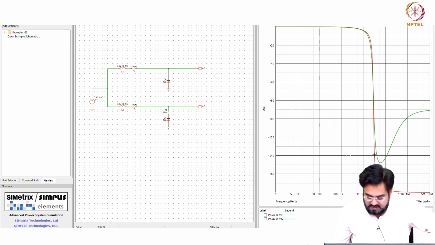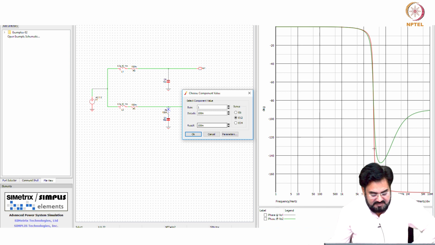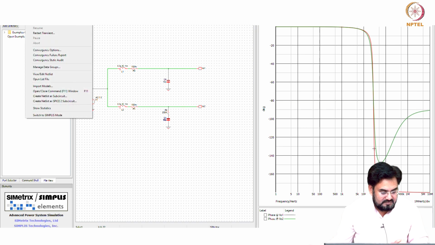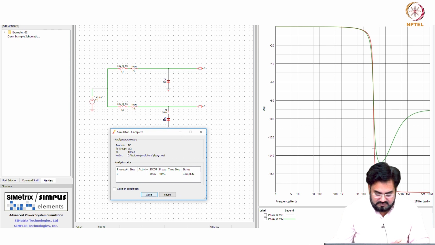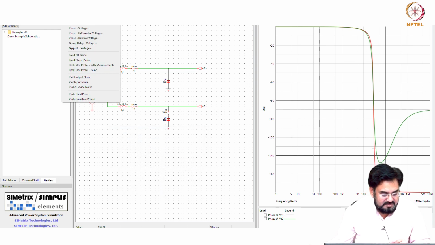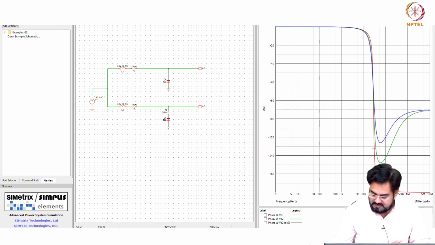Now, if I want to move this 0 to a lower frequency, what will happen? This phase boost will increase. Right now I am getting minus 142, so only about 40 degrees away from 180. I want to boost this further, so I simply need to increase this R. Let us make it twice. Your phase response will change accordingly, and now you get a further boost in the phase.